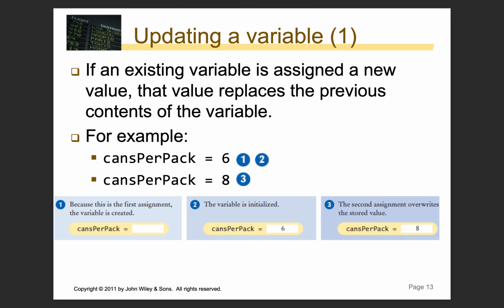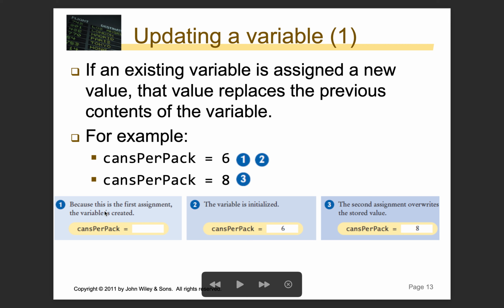Okay, so now we get on to updating variables, and the first time we declare a variable. If an existing variable is assigned a new value, that value replaces the previous contents of the variable. So for example, we have cansPerPack equals 6, and then the next line of code is cansPerPack equals 8. And the way this works is we can look at the numbers. It's going to go 1, 2, then 3.